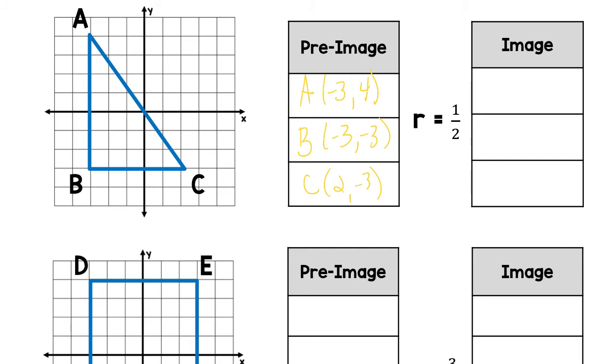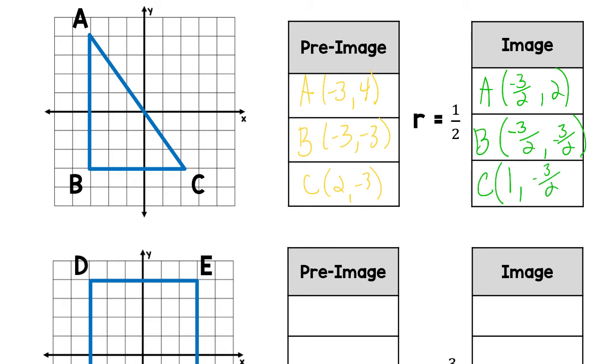So that means our image is going to get smaller. And we do the same thing we did. We multiply each point, X and Y value, by this dilation coefficient. So the new A, -3 divided by 2 is -3/2, or -1.5. And 4 divided by 2 is 2. The new B, -3 divided by 2 is -1.5. And the same for the Y value. And for C, 2 divided by 2 is 1, and we've got -1.5 again.